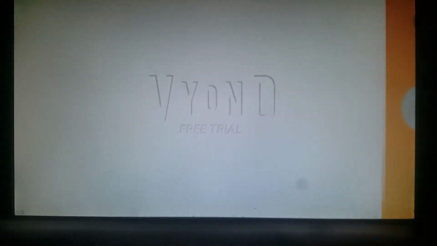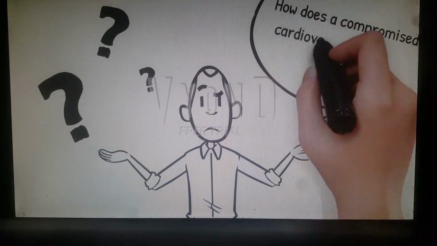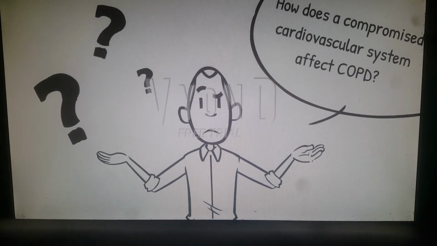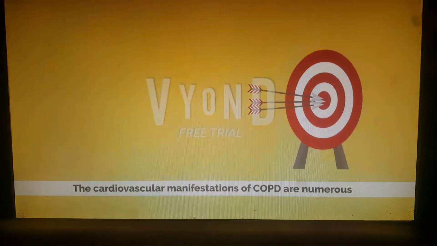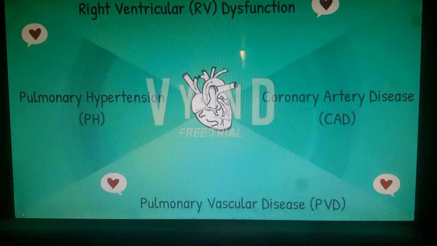Because cardiac abnormalities clearly contribute to overall morbidity associated with COPD, an understanding of their role and potential for treatment is vital. The cardiovascular manifestations of COPD include right ventricular dysfunction, pulmonary hypertension, coronary artery disease, and pulmonary vascular disease.